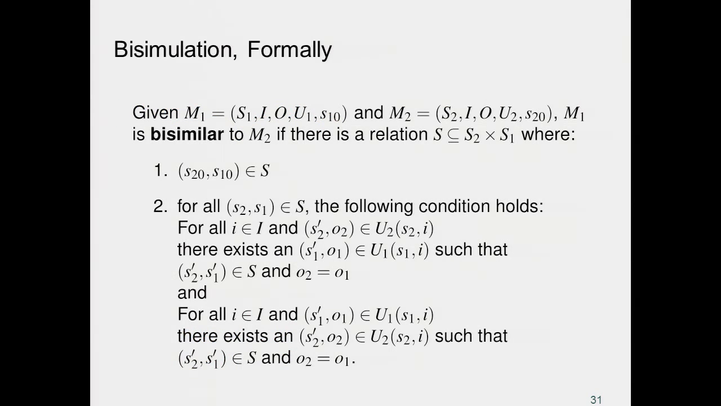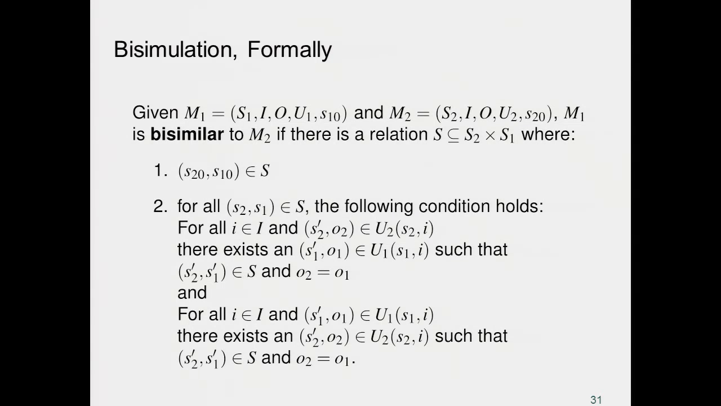So given M1 and M2, we say that M1 is bisimilar to M2 if there exists a simulation relation S, where we start from the initial states S20 and S10, and for all pairs in S, the following condition holds. For all I and (S'2, O2) in U2 of (S2, I), there exists a pair of state and output (S'1, O1) that belongs to the next state function of (S1, I), so that the next state pair belongs to S, and O2 is exactly identical to O1. Okay, so that is the difference, right? We had before that O2 was contained in O1.